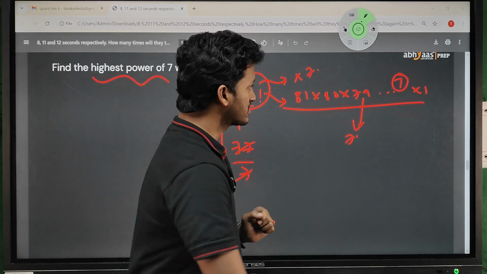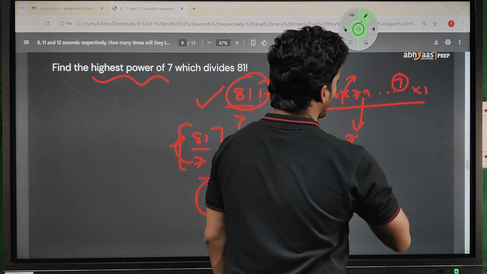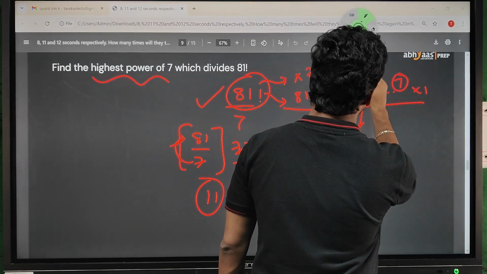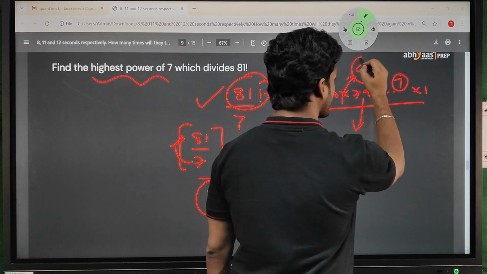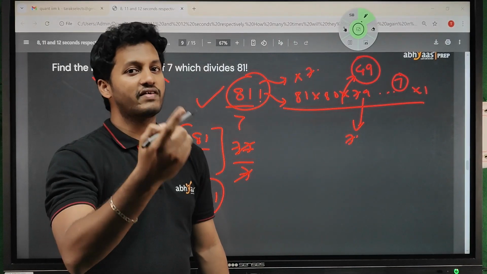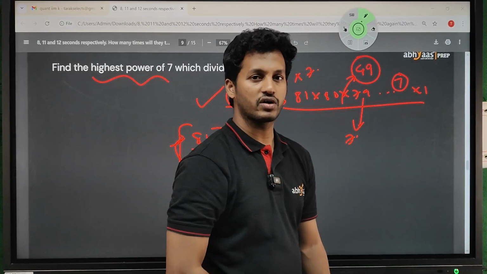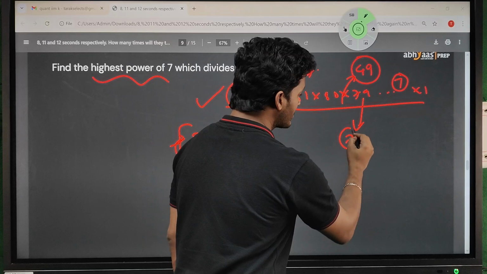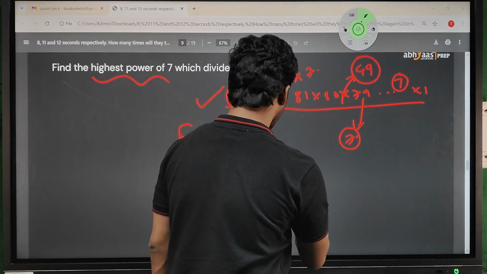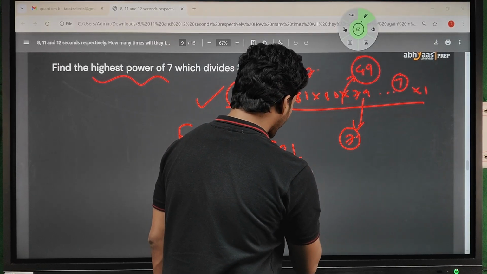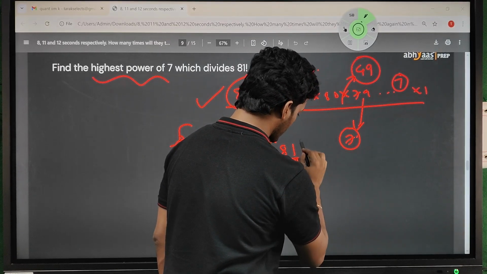Wrong, because we are going to see 49 also in this. That means there are 2 sevens in that part of 81 factorial. That means instead of one 7, I'll get another 7. So how to find that? 81 divided by 7 square.